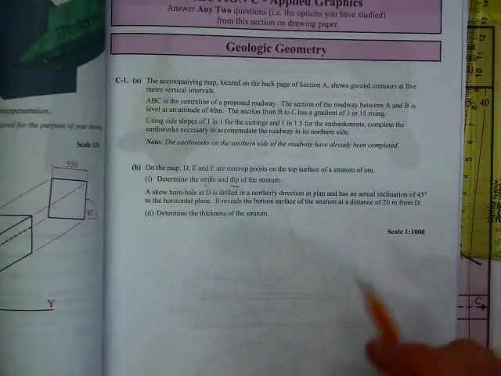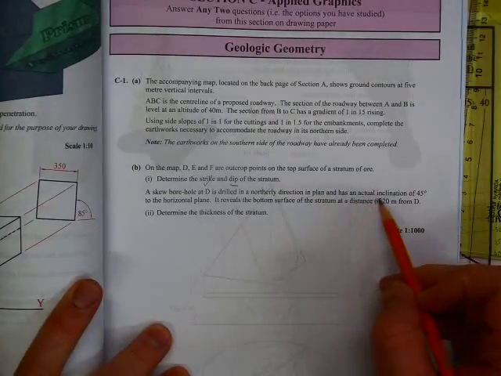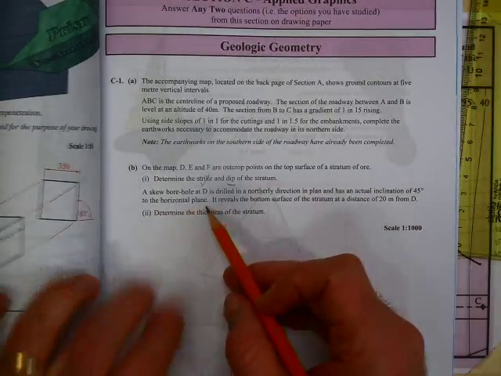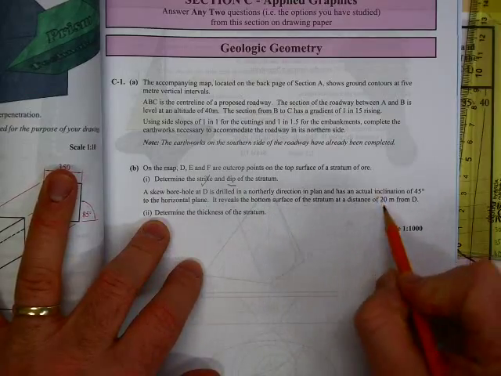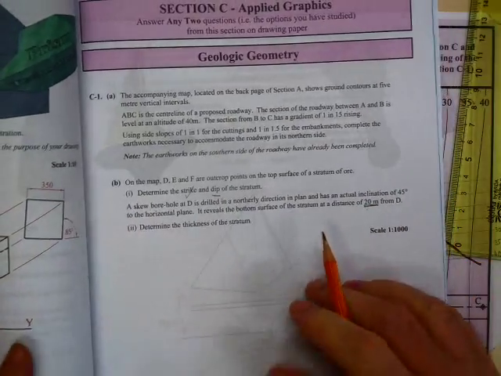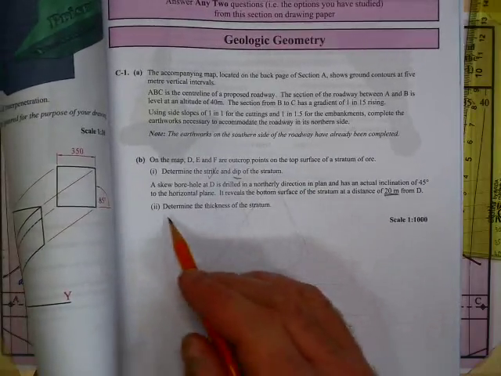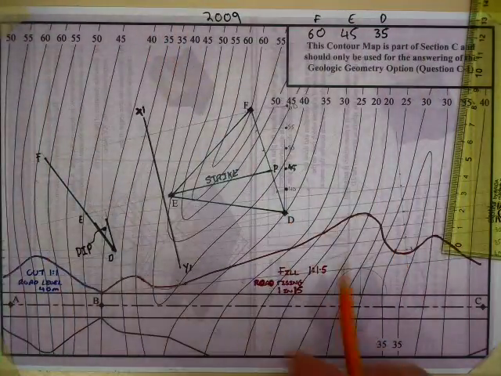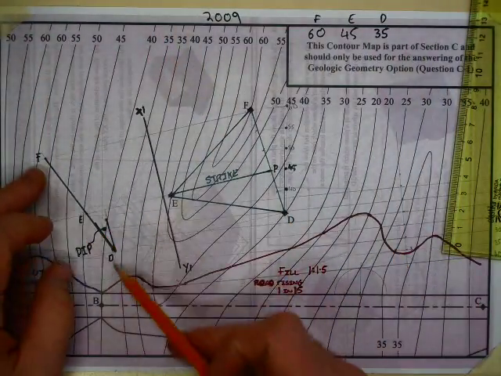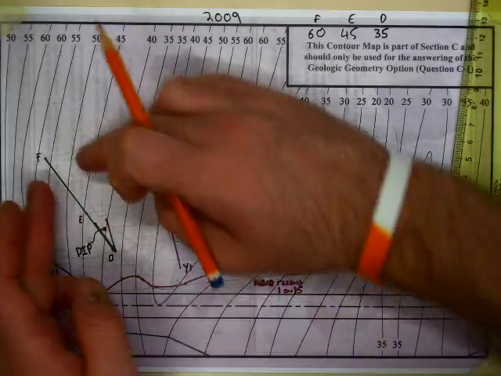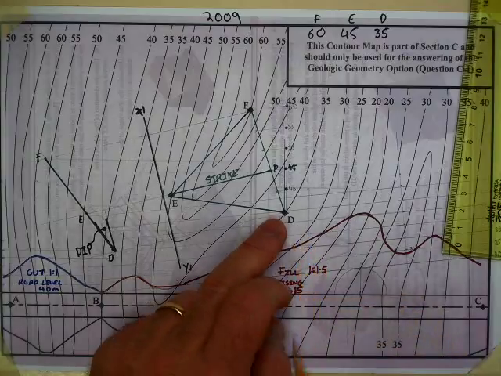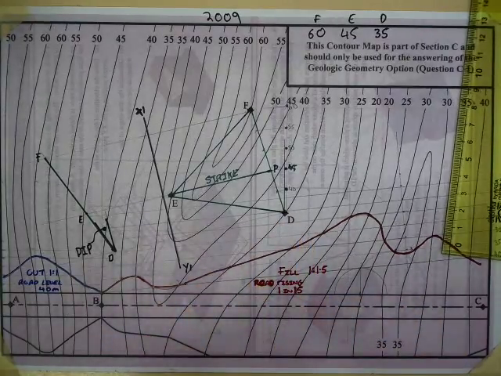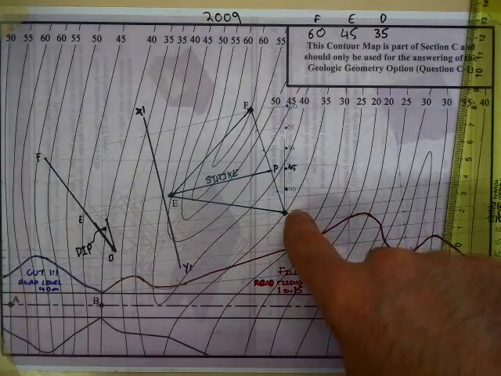But if you read the question, it has an actual inclination of 45 degrees to the horizontal plane. It reveals the bottom surface of the stratum at a distance of 20 meters from D. Determine the thickness of the stratum. So the thickness of the stratum, like in the last one we were told it was 10. So we came to this part of it, we project it off perpendicular, we marked it 10 below, right? In this one we're told that a skew borehole, right, which is a hole that's drilled but it's not drilled vertically. Because what would a hole that's drilled vertically in plan appear as?